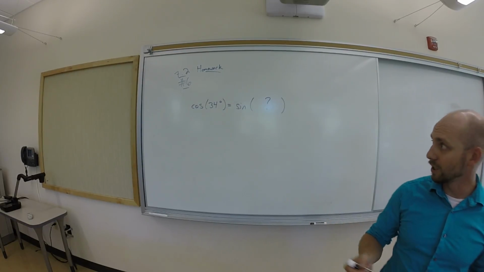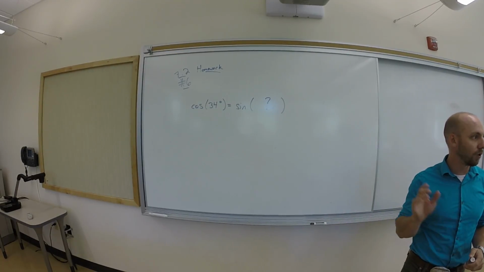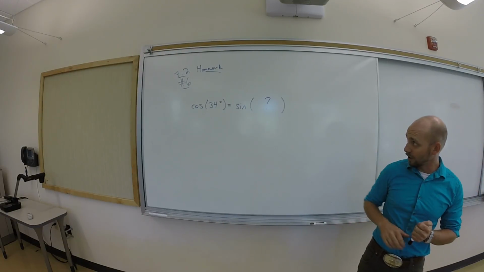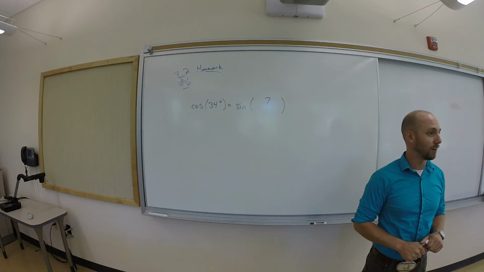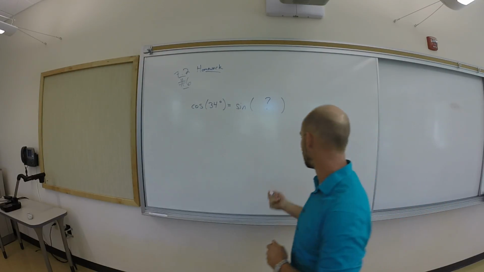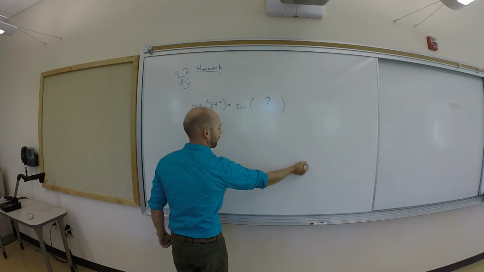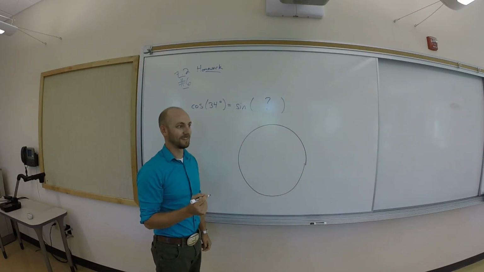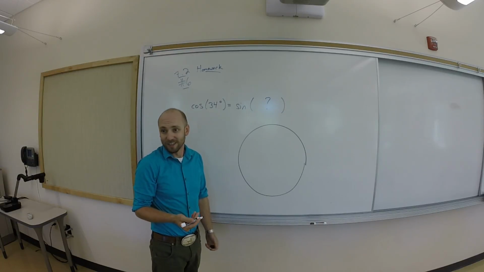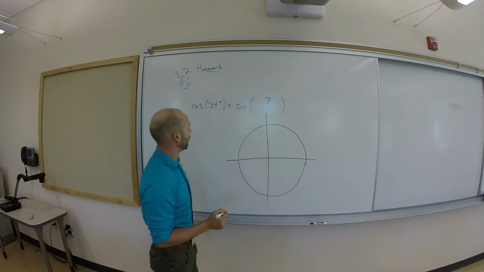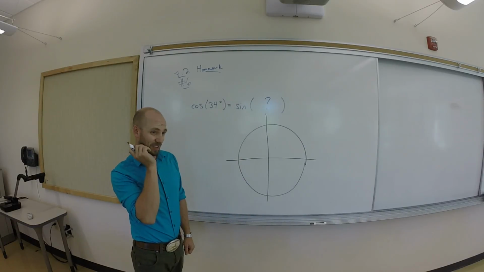So we want to do number 6 and 7.2, which is some kind of co-function thing. They're asking for cosine of 34 degrees is sine of what? Okay, so first things first, picture. Unit circle, right? Angles live in the unit circle, so that's the picture I'm going to draw. And then what? Where's 34 degrees live?